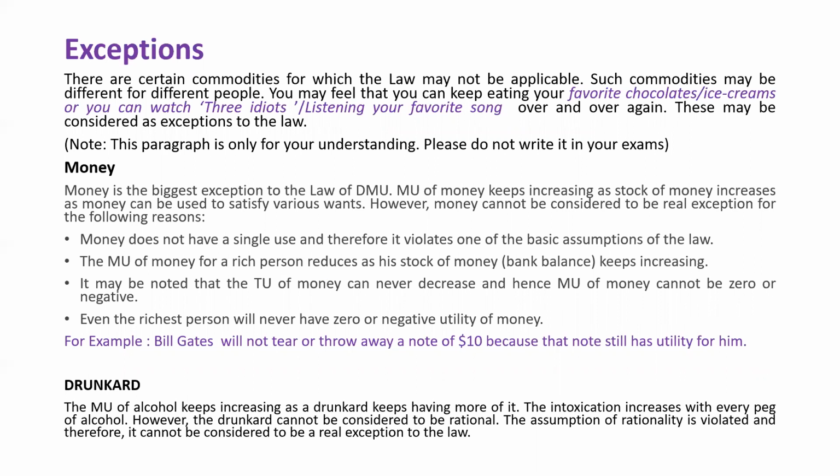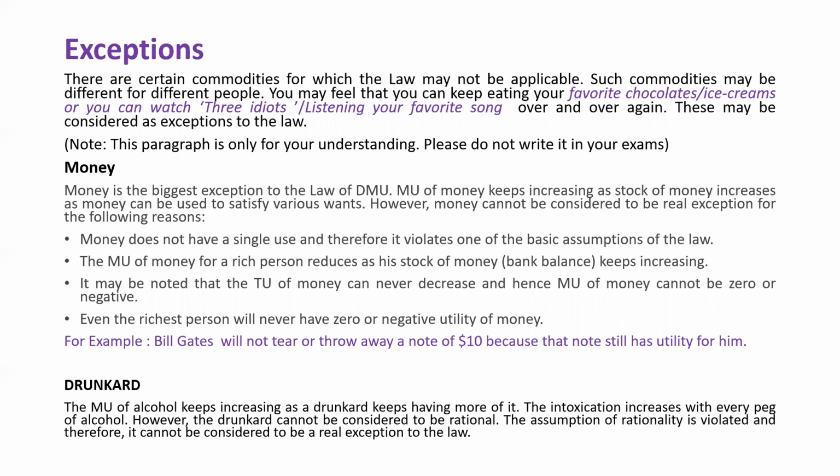It may be noted that the total utility of money can never decrease, and hence the marginal utility of money cannot be zero or negative. Even the rich person will never have zero or negative utility of money. For example, Bill Gates will not tear or throw away a note of $10, because that note still has utility for him, because it has the ability to purchase something which satisfies his wants. So money has utility. So we always said that the utility remains constant. This is not possible. So this is one exception where the law is not applicable.